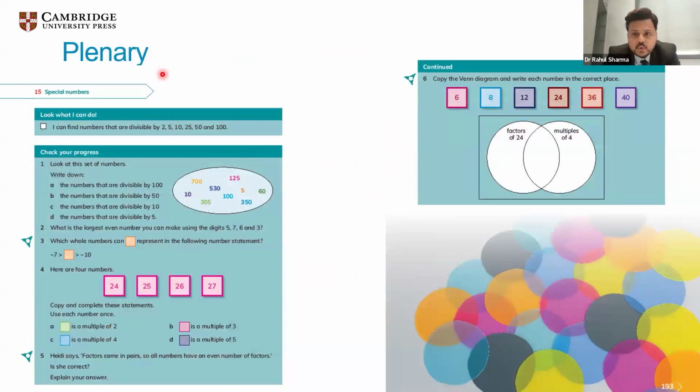Finally, there are plenaries to conclude. This is nothing but a self-assessment that can be done in the class itself. After the end of every chapter, there will be a plenary where you should definitely go back in the learner's book and check all these questions, whether the students are able to answer or not.